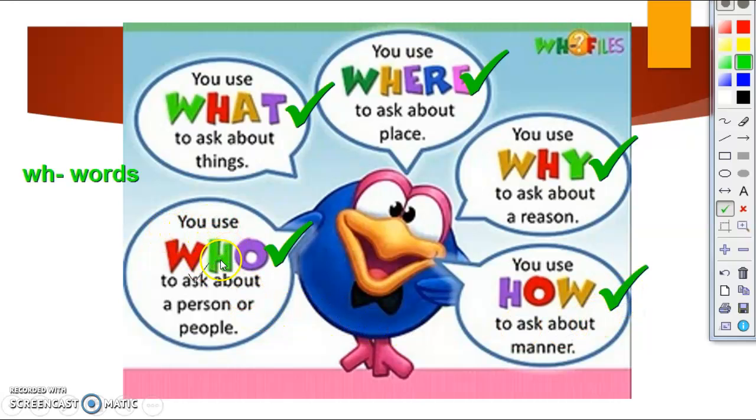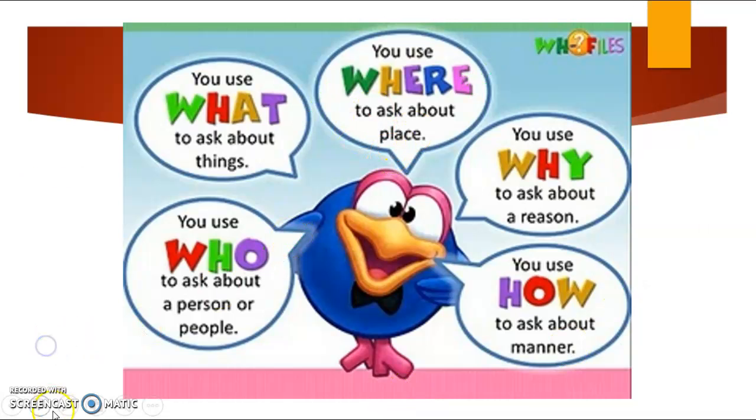You use who to ask about a person or people. You use what to ask about things. You use where to ask about place. You use why to ask about a reason. You use how to ask about manner. Yes, these are WH words.